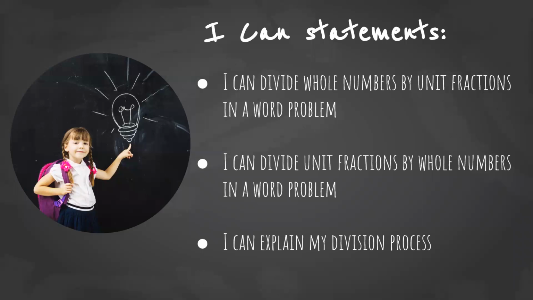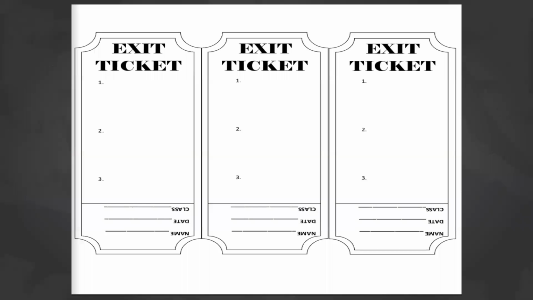I can divide unit fractions by whole numbers in a word problem. You guys think we did that? Yeah, I think we covered that. Good job. I can explain my division process. Yes, I think we covered that too. Good job, kids. So now, if you guys will pull out your exit tickets, I have a 1, 2, and 3. I want you guys to write a summary of the I can statement and all that you learned about that I can statement on your exit ticket.